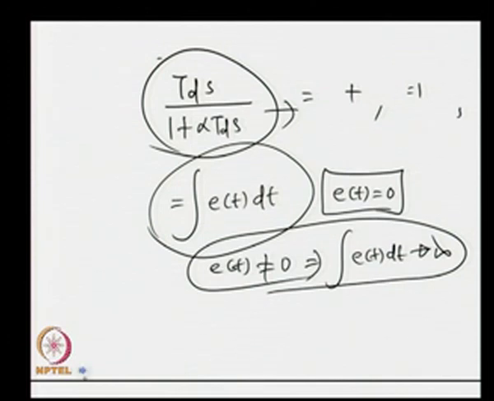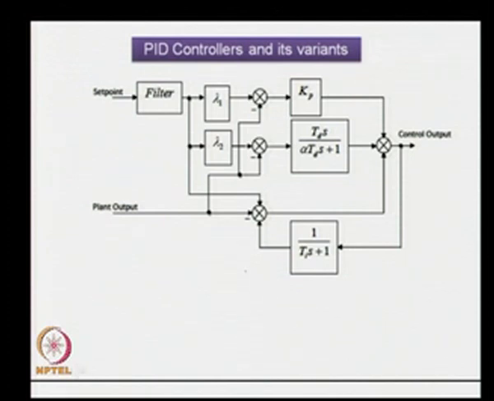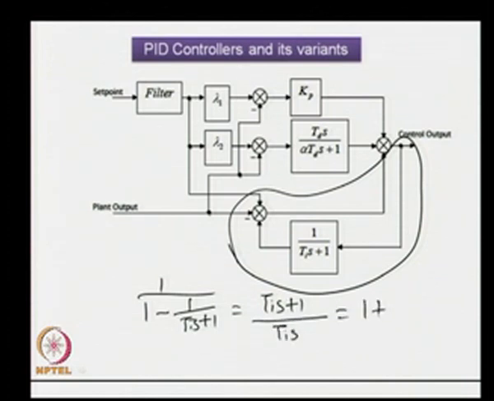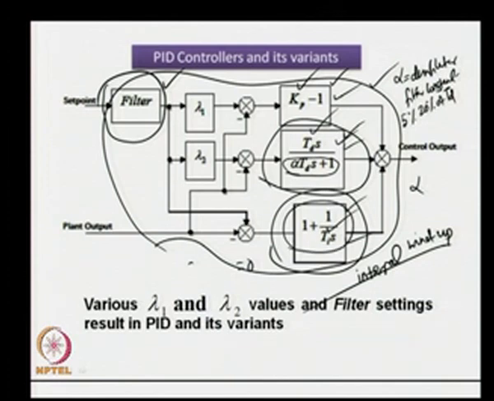How to avoid that? To avoid that, we can realize that action with the help of a filter given in the form of 1 upon T I s plus 1, a first order filter. The transfer function of this filter, as far as output and set point input and plant inputs are concerned, can be given as 1 upon 1 minus 1 upon T I s plus 1, which is nothing but T I s plus 1 upon T I s, which is the same as 1 plus 1 upon T I s, that we have seen in our earlier control structure given over here.